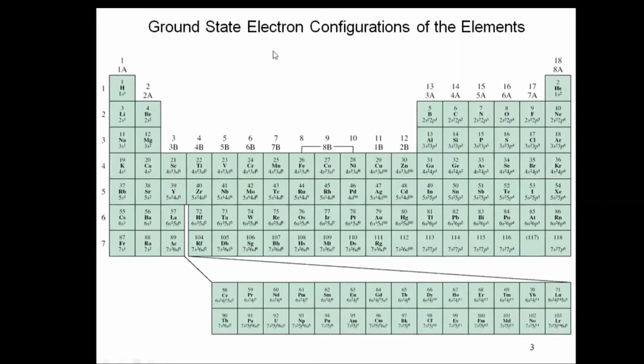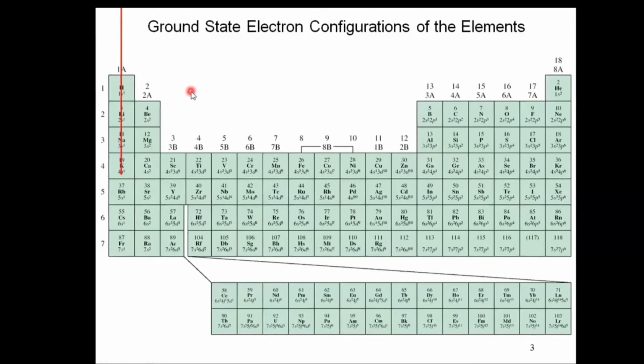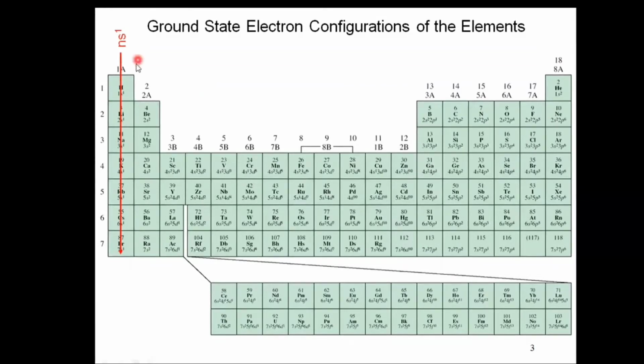Ground state electronic configuration of the elements. Every element has its ground state electronic configuration. Ground state electronic configuration helps us to predict the chemical properties of the element. Now this is the 1A group. You know that there are a total of 8 groups in the periodic table, 1A to 8A, and there are 7 periods in the periodic table. In every period, the number of shells increases.